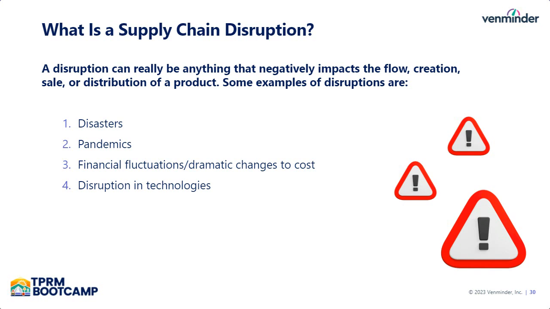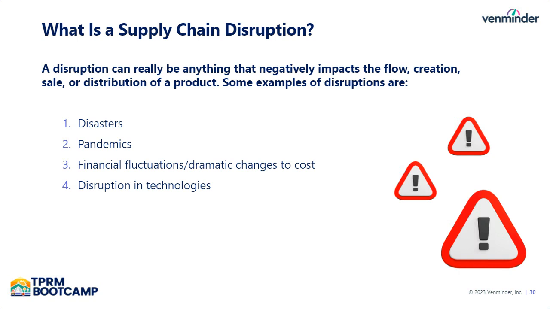First, what we really want to talk about is, what is a supply chain disruption? Because I think a lot of times we make assumptions, we're not really sure what the impact is, but before we can determine an impact, we really have to understand what it is that we're talking about. So a disruption can really be anything that negatively impacts the flow, creation, sale, or distribution of a product.